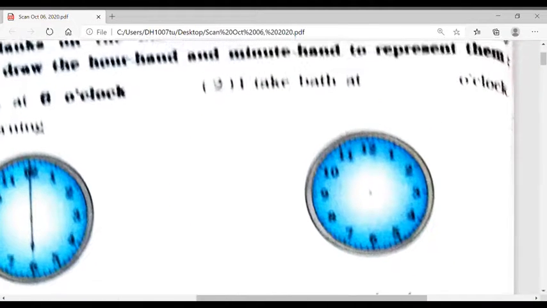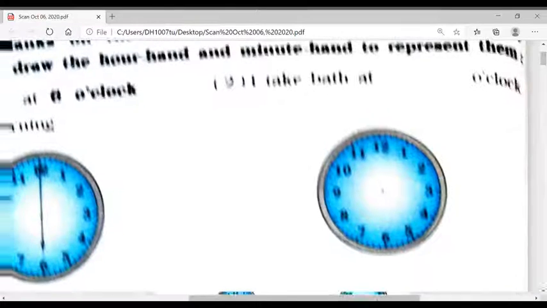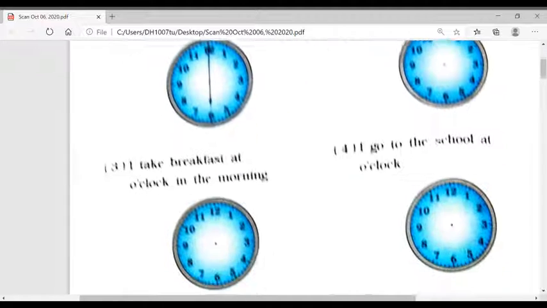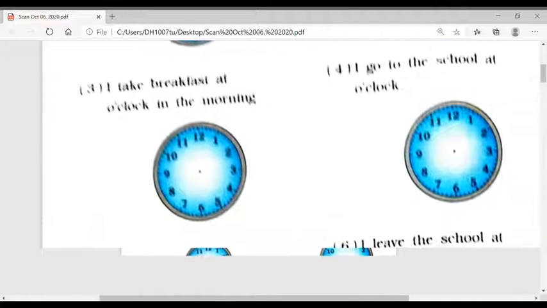In the same way children, second, I take bath at dash o'clock. That means, at what time you take bath? You can draw that time. If 7 o'clock, the hour hand will be towards 7, and the minute hand towards 12. So you have to draw. Already I have taught you how to draw, so I am not drawing over here for you, only guiding you.